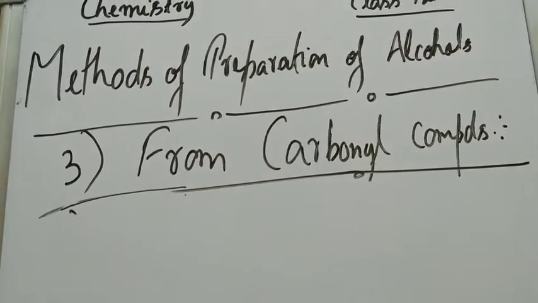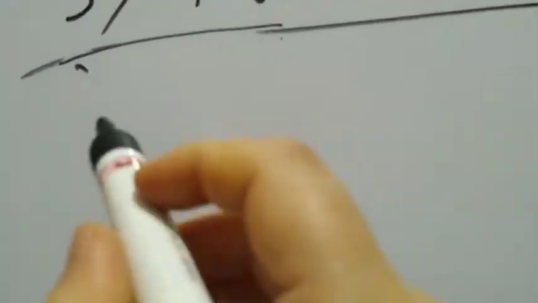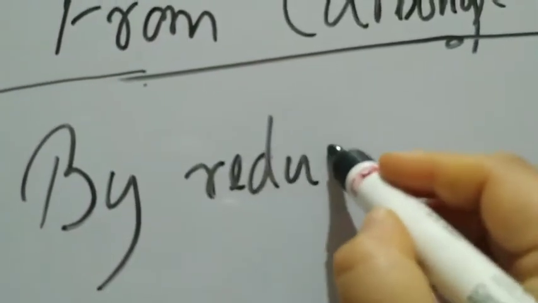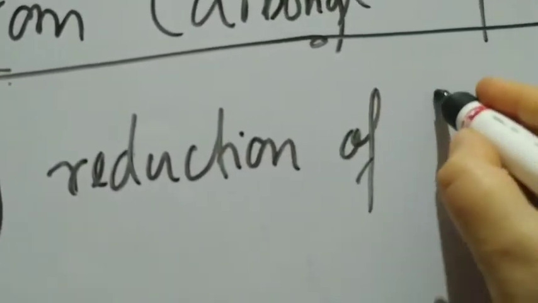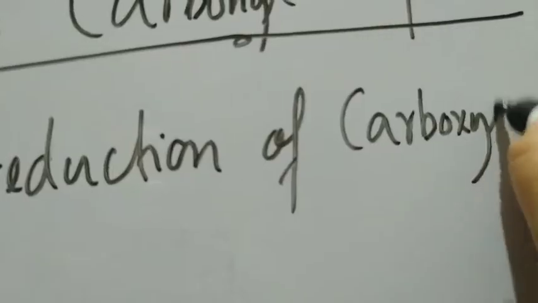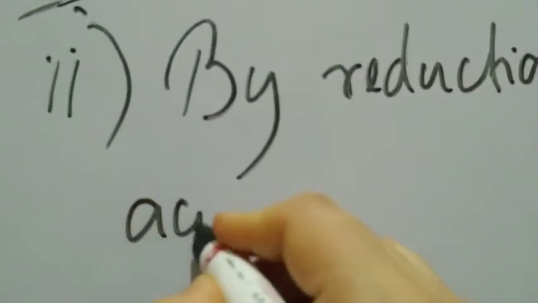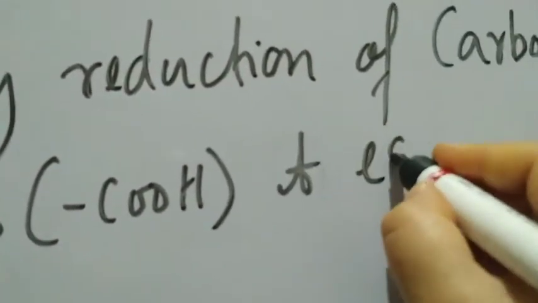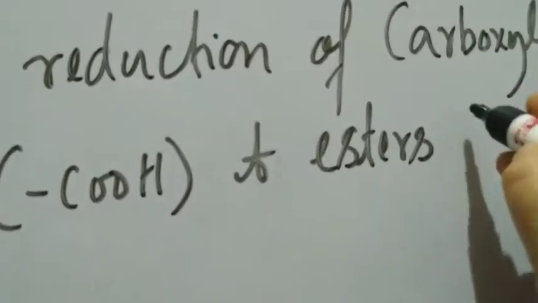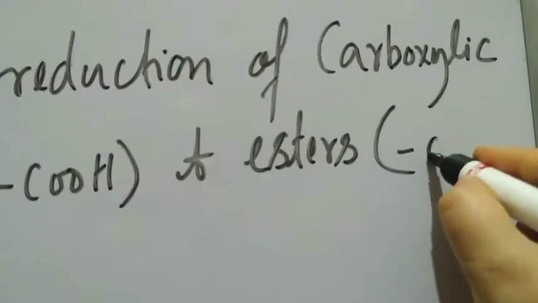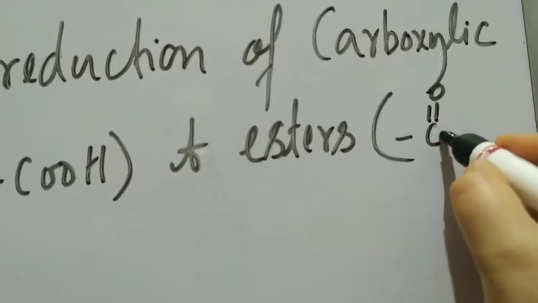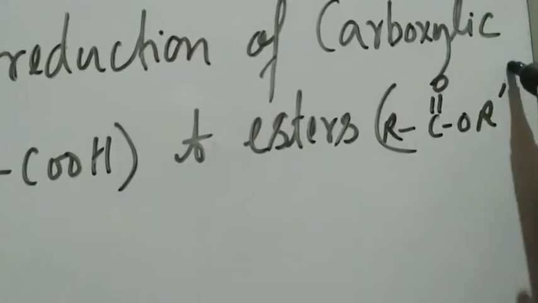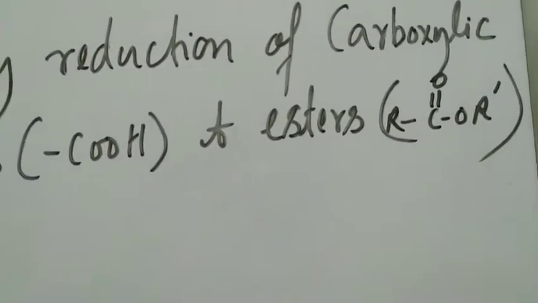Alright, continuing with preparation of alcohols from carbonyl compounds. The second part of this method is again a process of reduction, but this time we'll do the reduction of other carbonyl compounds: carboxylic acids, whose functional group is COOH, and we'll be using esters here. Esters are carboxylic acid derivatives in which the functional group is C double bond O, OR'. It can be like this R or it can be dissimilar to this R.